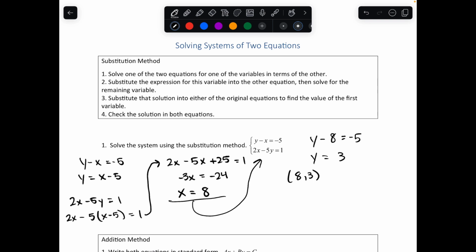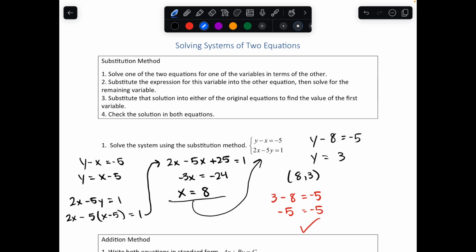However, we should actually check that this works for both of our equations. So let's go ahead and try it out. Let's do the top one in red. We'll do y minus x is equal to negative 5, and we'll substitute the 3 and the 8 in there. So we have 3 minus 8 is equal to negative 5. 3 minus 8 is negative 5. So negative 5 is equal to negative 5. That's a true statement. Now let's check the other equation. We have 2x minus 5y is equal to 1.